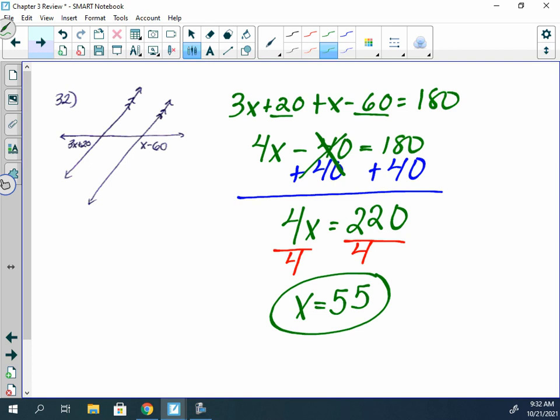And would these be realistic angles? Well, no. Because here we have x minus 60, yes? What's x? Well, it can't be negative. And over here, 3 times 55 is going to be 165 plus 20 was 185. They're not realistic angles.